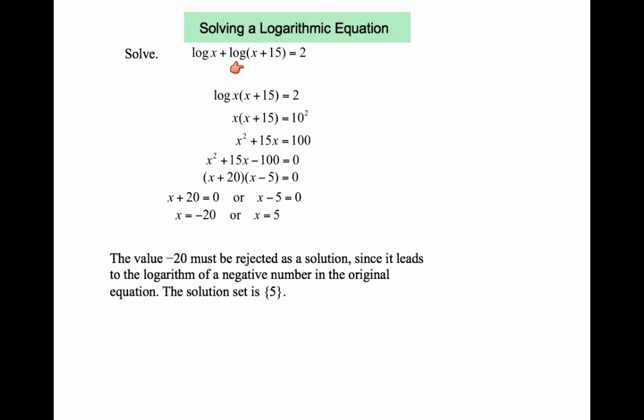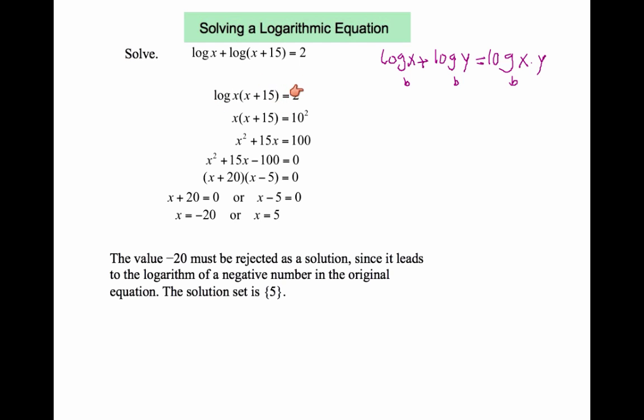Here we're solving this equation for x. In the left-hand side, we have log of x plus log of x plus 15. So I can combine these two using the fact that log of x plus log of y is equal to log of x times y, knowing the bases are the same. So in this case, I have log of x plus log of x plus 15. I can write it as log of x times x plus 15. I'm combining this into a single log.